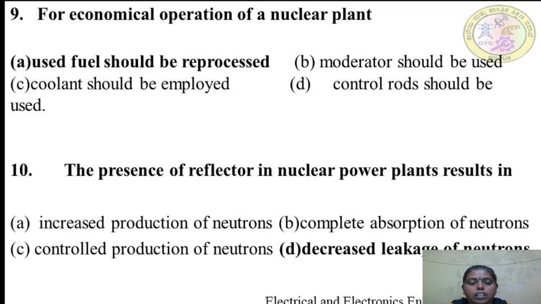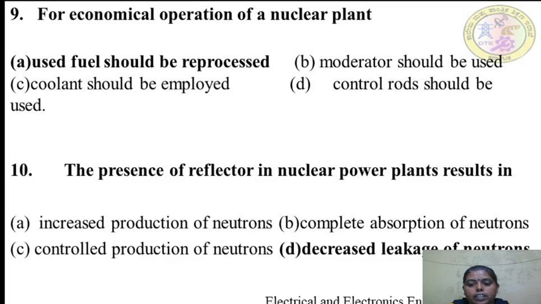Next, ninth, for economical operation of a nuclear plant, the choices are: A. used fuel should be reprocessed, B. moderator should be used, C. coolant should be employed, D. control rods should be used. The answer is A, used fuel should be reprocessed for an economical operation of a nuclear plant.